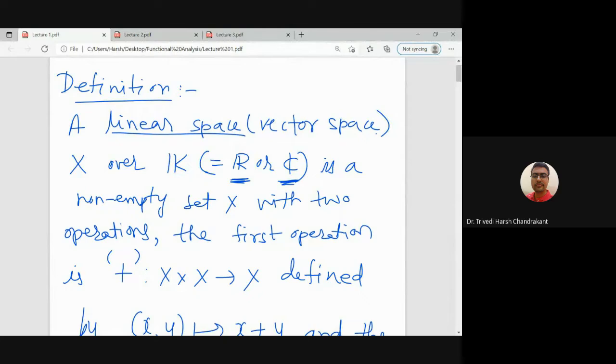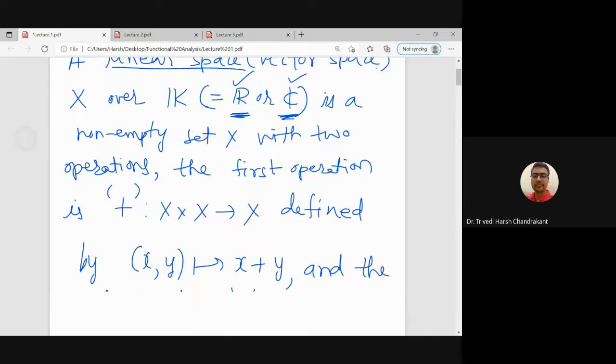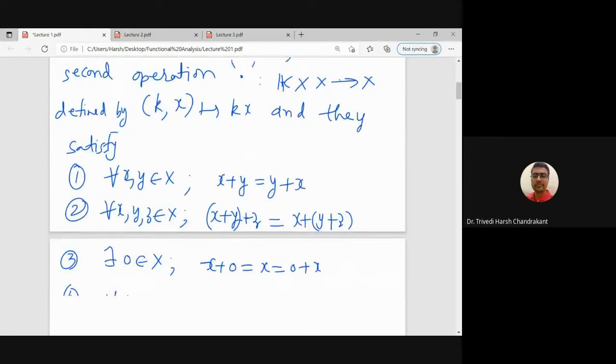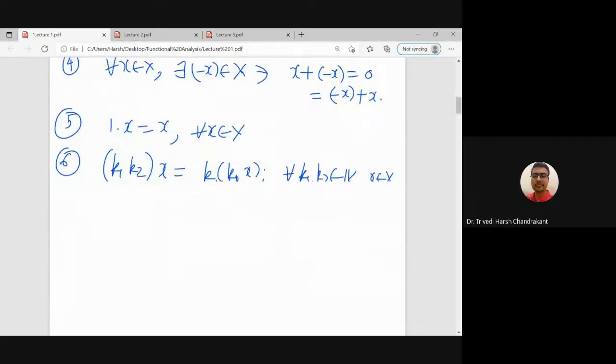So let me revise quickly what we discussed yesterday. Yesterday we discussed vector spaces. Basically, we are going to consider vector spaces over the complete fields. That means we'll be considering vector spaces in this course which are real vector spaces or complex vector spaces. And we know all the axioms of a vector space.